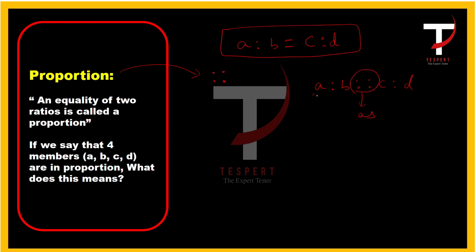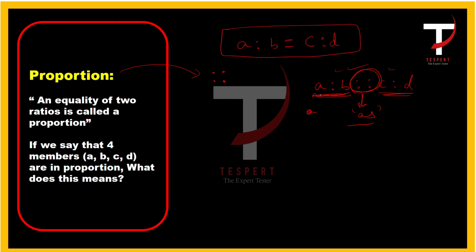So A is to B, you know how to spell this, and you also know how to spell this. A is to B and C is to D, right? So this one we must spell as A is to B as C is to D. So what's the meaning of this? These two ratios are equal, right?